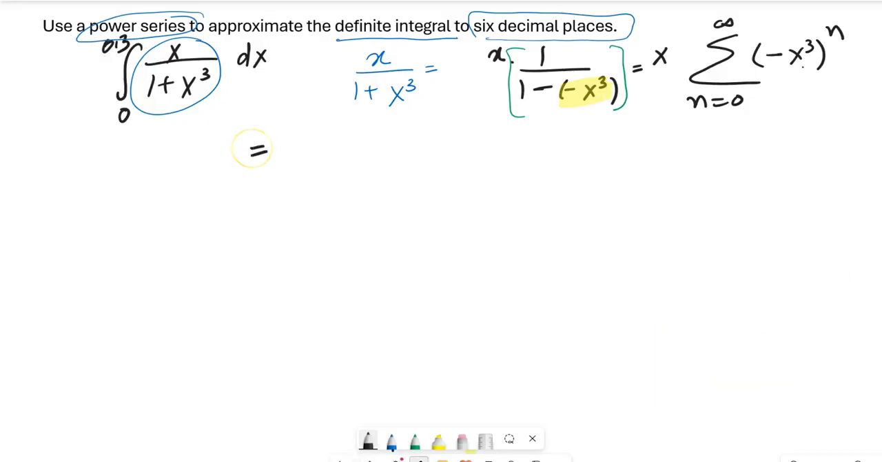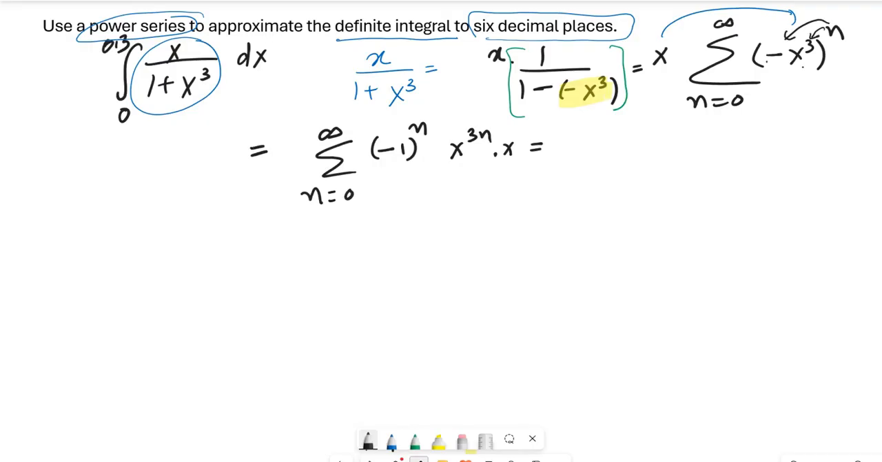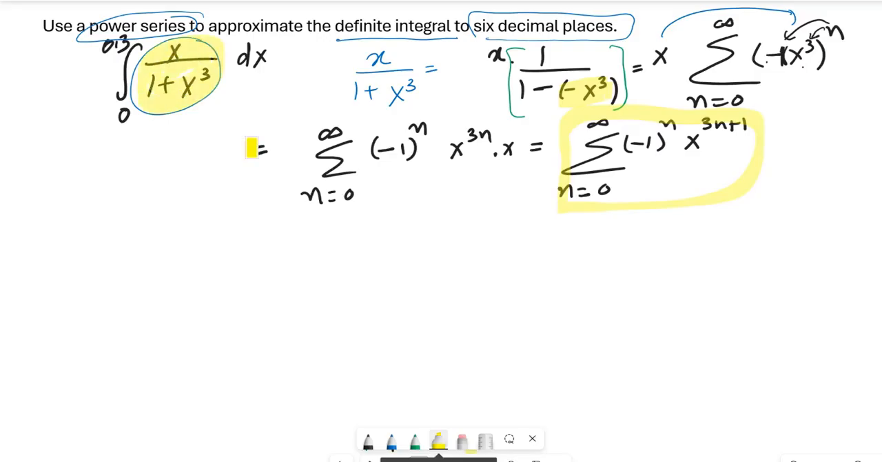So if you try to see what it means, first of all, can we take x inside? That would be the sum from n equals 0 to infinity of negative 1 to the power n, x to the 3n times x. So everything inside has nth power, right? Negative 1 to the power n times x cube to the power n is x to the 3n times x. We can write it as negative 1 to the power n times x to the power 3n plus 1.